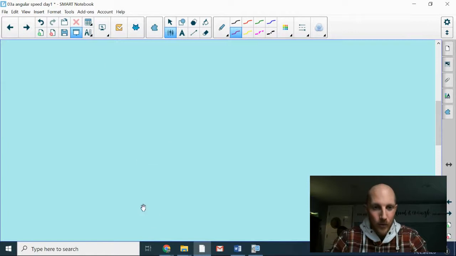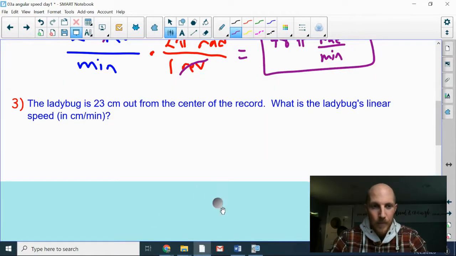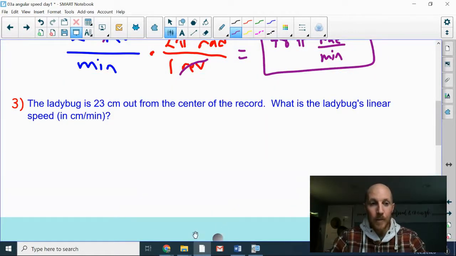Okay, well, that's too many questions at once. Number 3. The ladybug is sitting 23 centimeters out from the center of the record. All right, math cat. He also does measurement. He's measurement cat on his off days, math cat the rest of the time. So 23 centimeters out from the center of the record. What is the ladybug's linear speed?